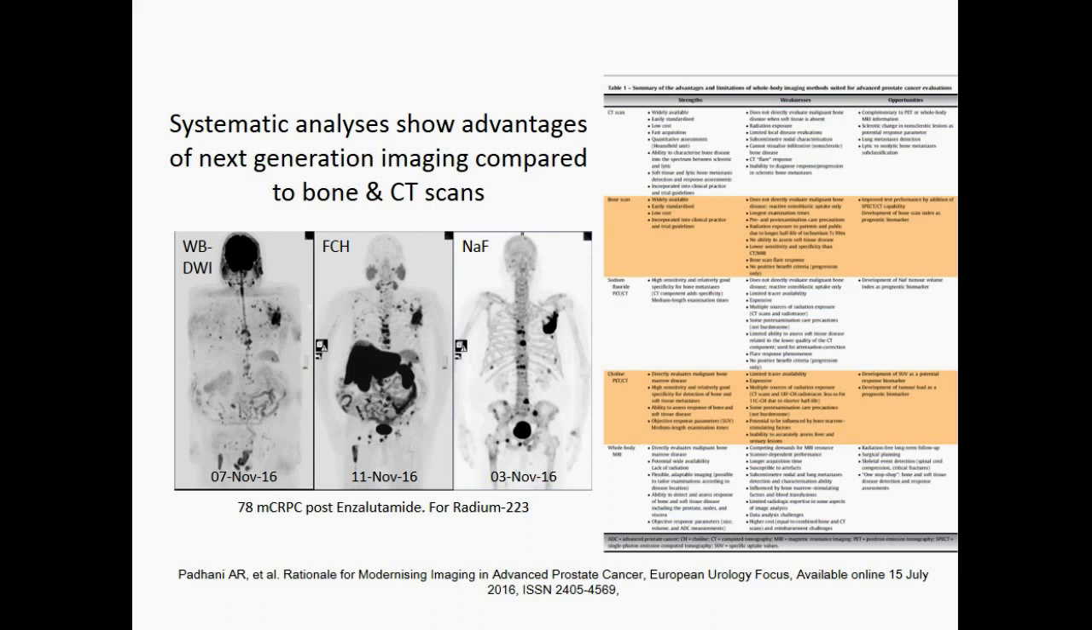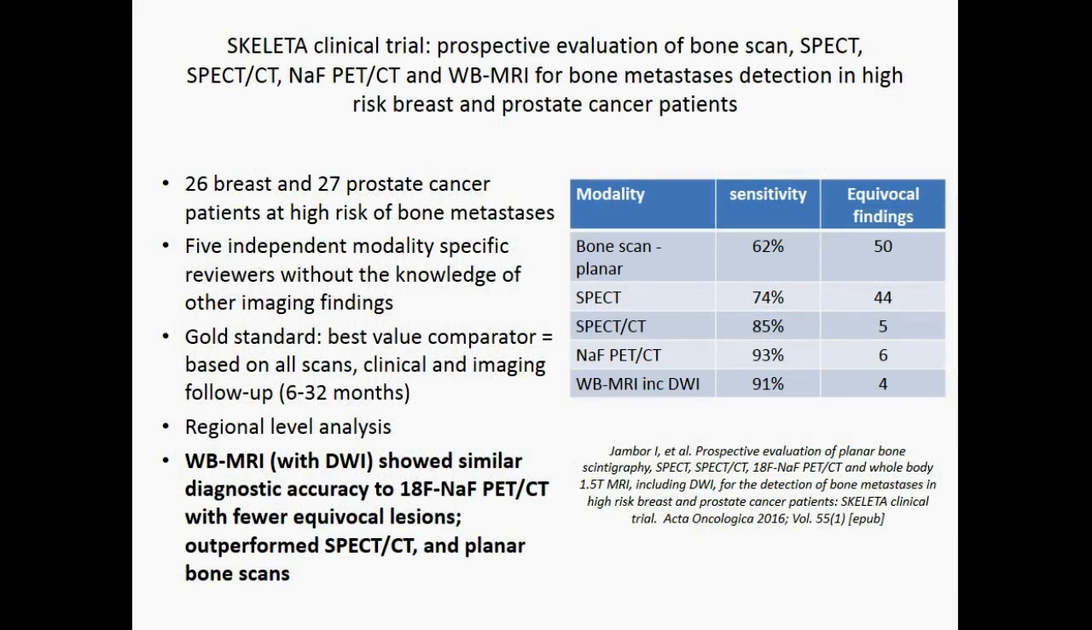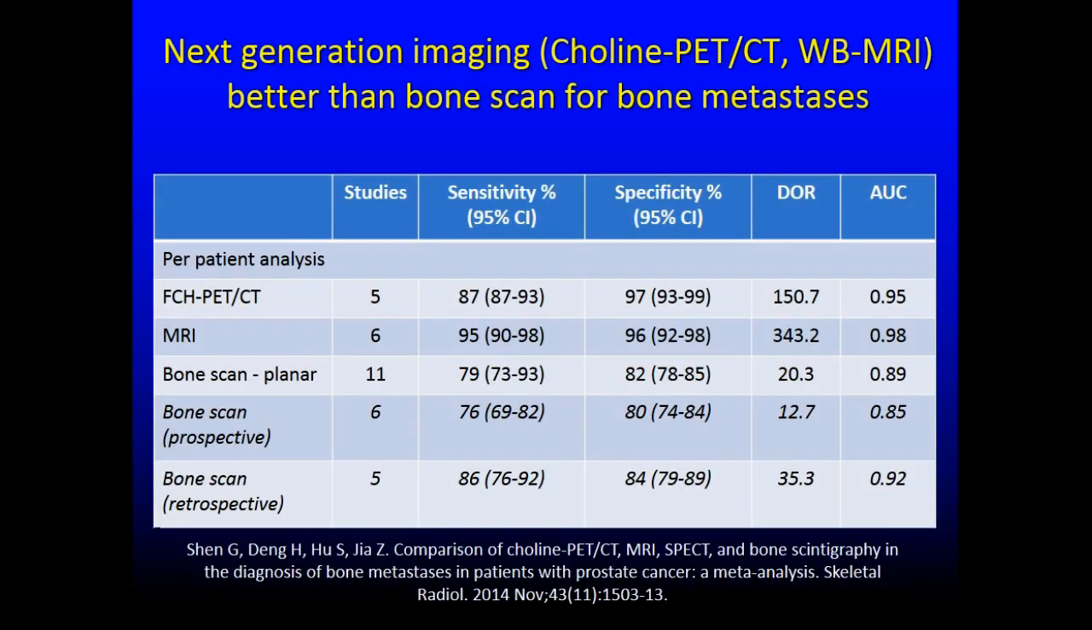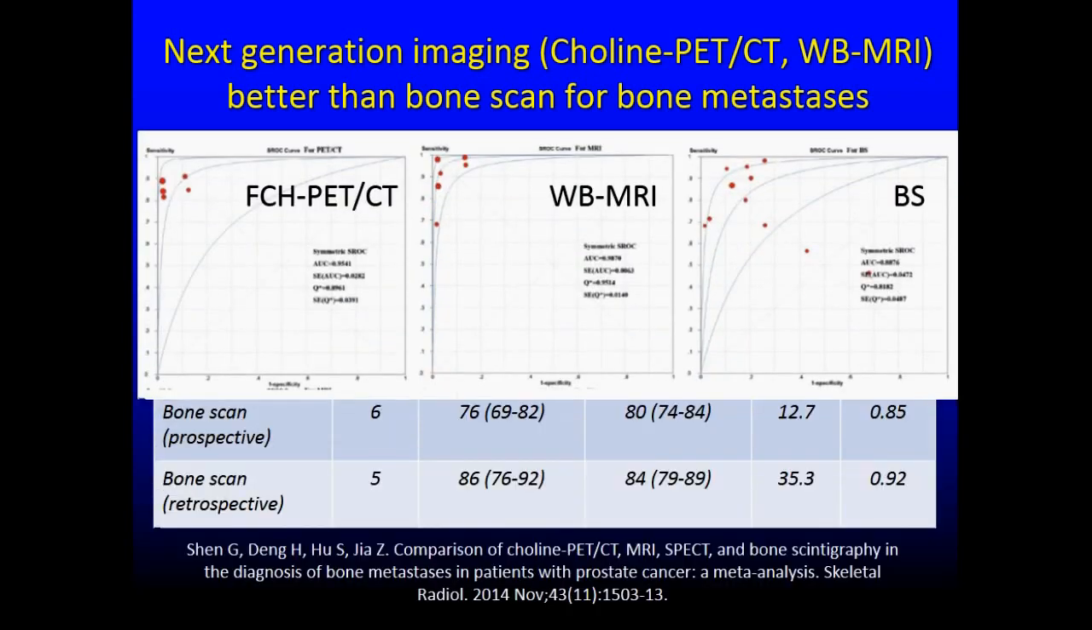Numerous systematic analyses have shown the advantages of next-generation imaging tools compared to bone and CT scans. We now have prospective studies also showing that whole-body MRI has a similar diagnostic accuracy to sodium fluoride PET scans with fewer equivocal lesions, in fact outperforming SPECT CT as well as the planar bone scans. This has also been shown in meta-analyses, which show, for example, that fluorocholine PET scans are much more accurate than bone scans, and the test performance of whole body MRI and fluorocholine PET scans are equivalent but much better than the bone scan.